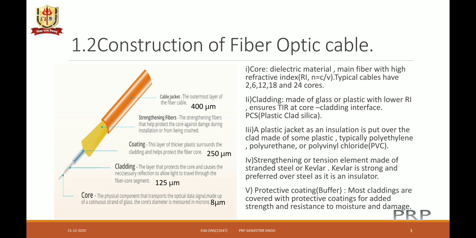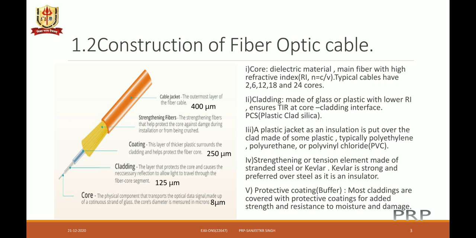The third most important layer in fiber optic cable is a plastic jacket that is acting as an insulation and is put over the cladding, made of some plastic, typically polyethylene or polyurethane or PVC. So this plastic jacket, outer jacket, is providing the mechanical robustness to the optical fiber cable and protects from the external forces.